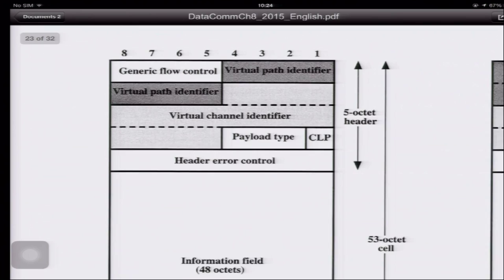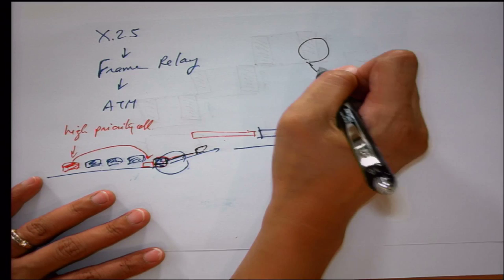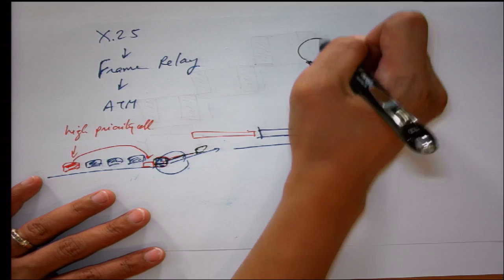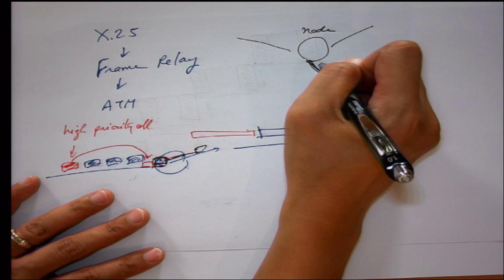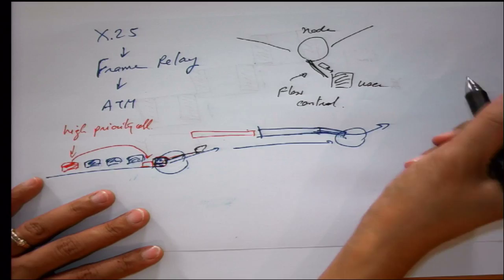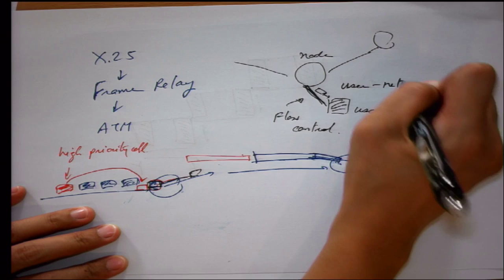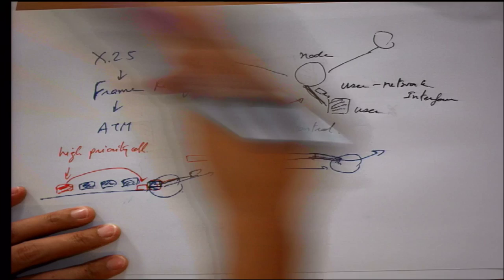Next, flow control is done at the end. If this is the last node and you have a user here who wants to transmit, you can have flow control here, because the user may be able to accept at a slower rate than the node can transmit. So you can have flow control only at this link. But inside the network, there is no flow control. And this is the user network interface. But this is the network interface.